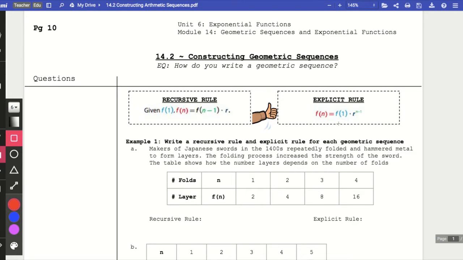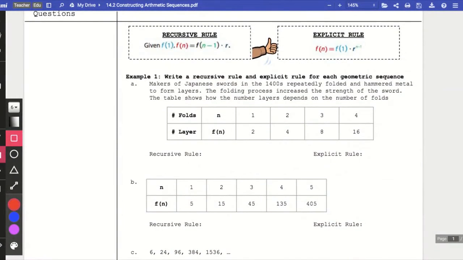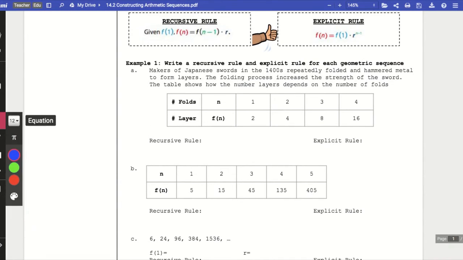So notice that the explicit rule is a little bit different. It has the first term in it, and then it's times that common ratio to the n minus 1 power. So basically, in order for us to create an explicit rule, we will always need the first term and the common ratio. So let's jump into an example. We're going to be looking at a little bit of a word problem, and we are asked to write a recursive rule and an explicit rule for each geometric sequence.